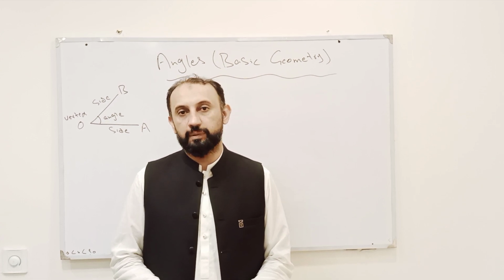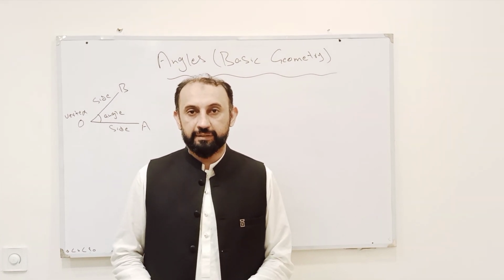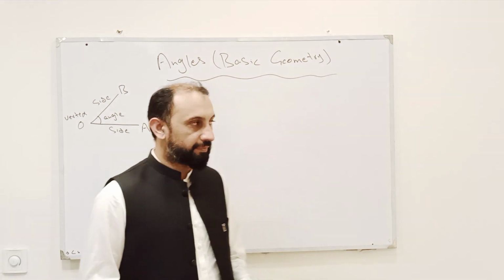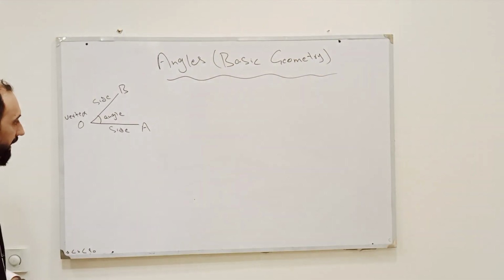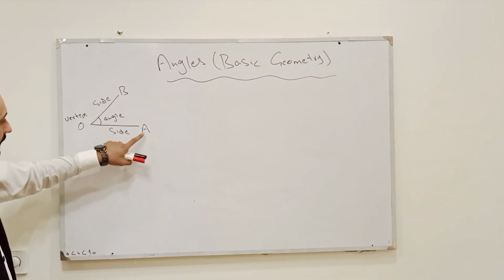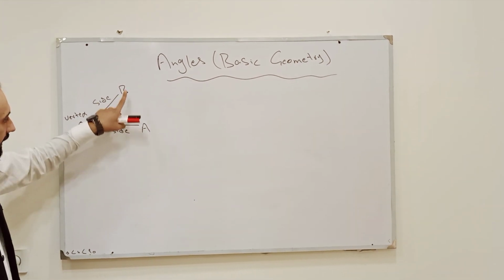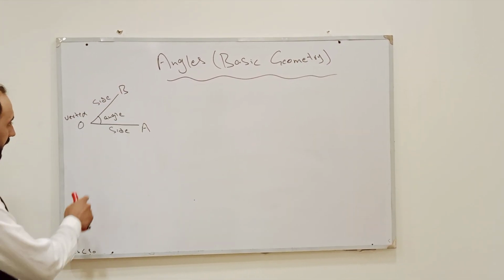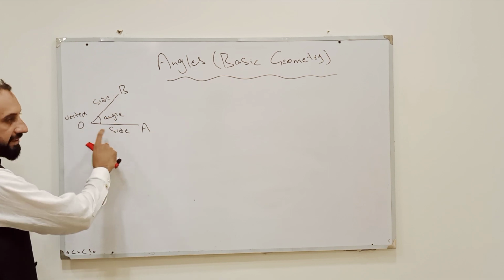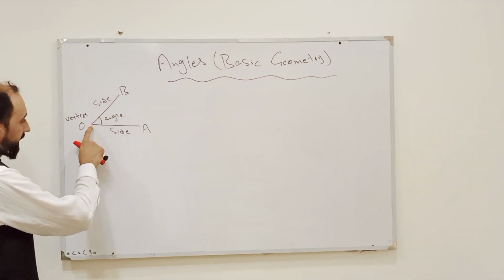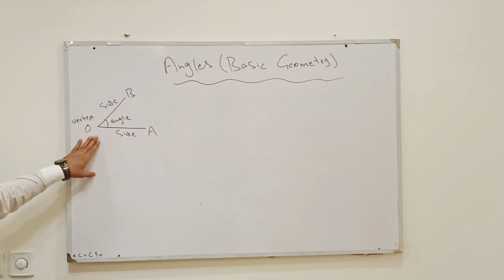It's a part of basic geometry, and now we will discuss the angle. First of all, look here, this is the angle. It's with the sides A, O and B. This one is the angle and these two are the sides, side 1 and side 2, and this point O is called the vertex.